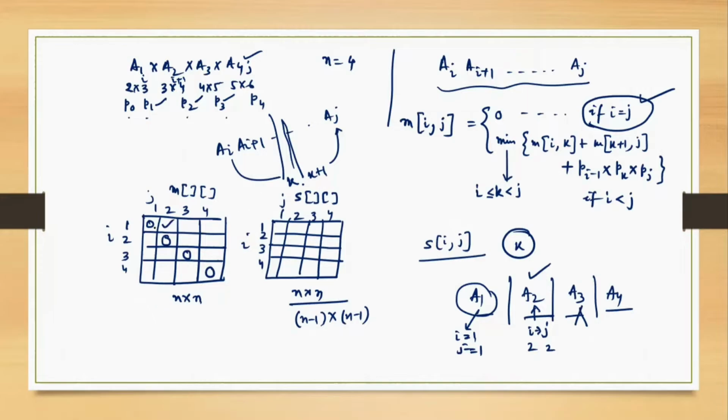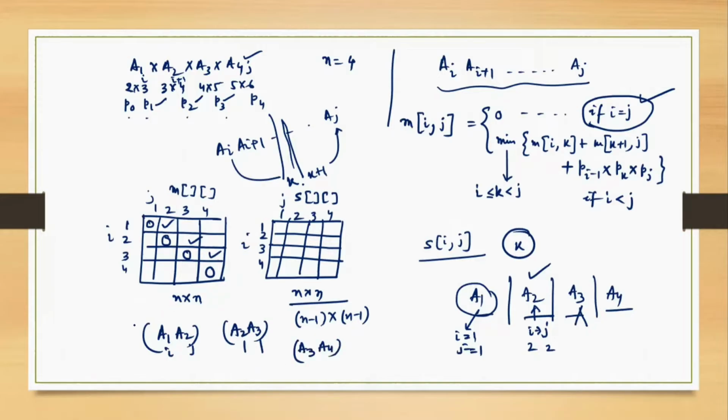So what is the value? M of 1, 2 indicates you have the chain consisting of A1 and A2. This is I, this is J. Then you have to fill up M of 2, 3. So it is actually A2 and A3. These two matrices to be multiplied. This is I, this is J. Then you have to fill up M of 3, 4. So actually you are multiplying the sub problem A3 and A4.